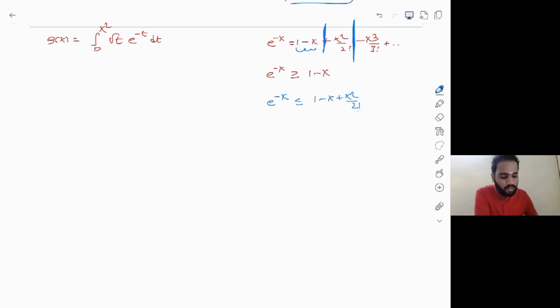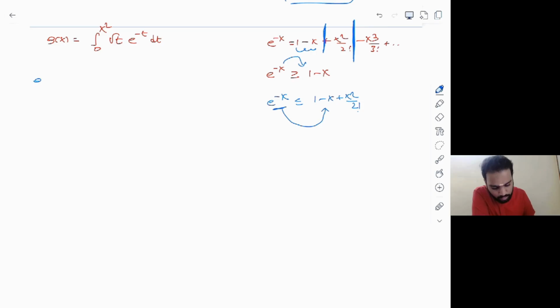What's the reason behind that? Because if you are cutting the expansion, which is alternating plus and minus, if you cut it at a minus sign, then that value will be the lesser value, the lower bound. Similarly, if you cut the value after a positive term, then that becomes the upper bound. So that is why for e power minus x, I can take the upper bound as this and the lower bound as 1 minus x here. So that is what I'm going to make use of here.